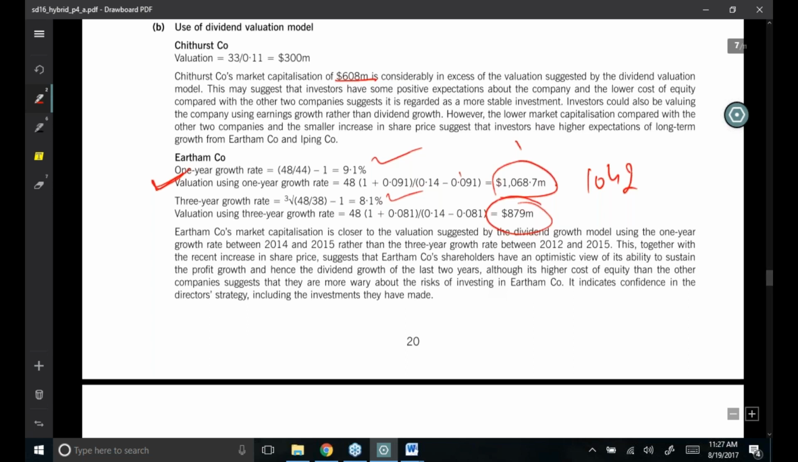This, together with the recent increase in share price, suggests that the company's shareholders have an optimistic view of its ability to sustain the profit growth, especially of the last year. Although its higher cost of equity than the other companies suggests that they are more wary about the risk of investing in this company, it indicates confidence in the directors' strategy, including the investments they have made.